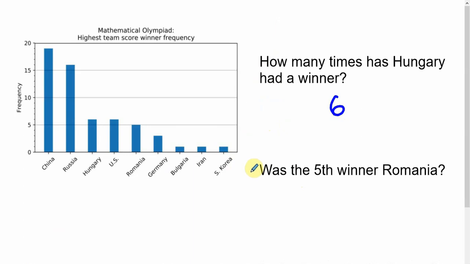Okay. Here's an interesting question. Was the 5th winner Romania? Now, if you go to Romania, it does go up to 5. But the answer to this is most definitely no. The fact that the bar goes up to 5 for Romania, what does that mean? That means Romania won 5 times. We have no idea which years Romania won, and we certainly don't know who the 5th winner was. So this 5 does not mean the 5th winner. It just means there were 5 times that Romania won.